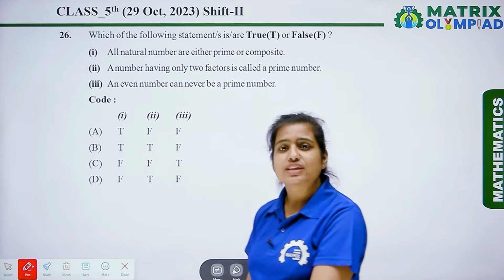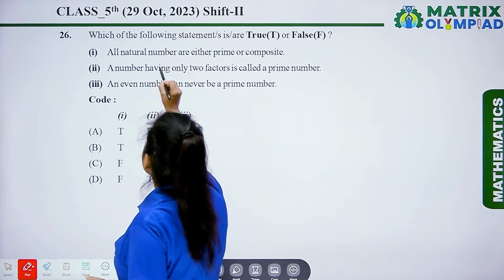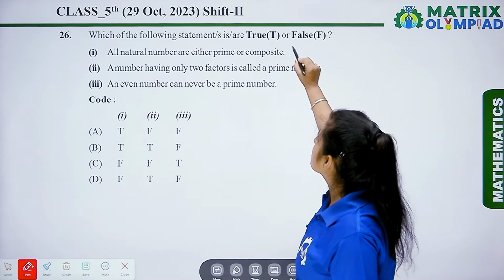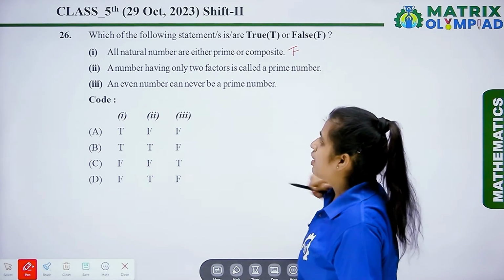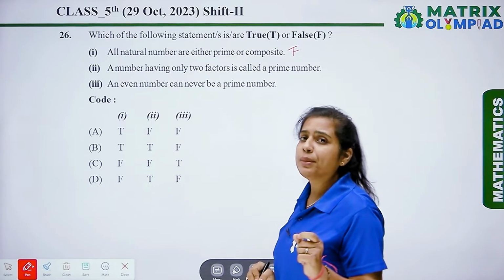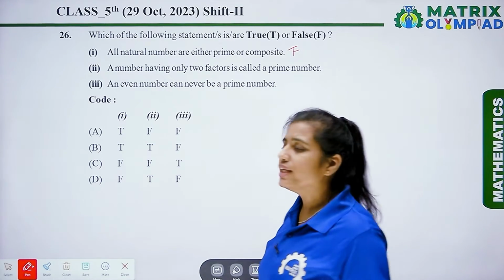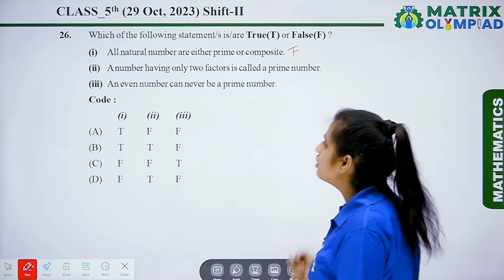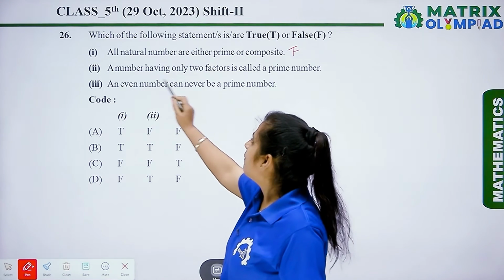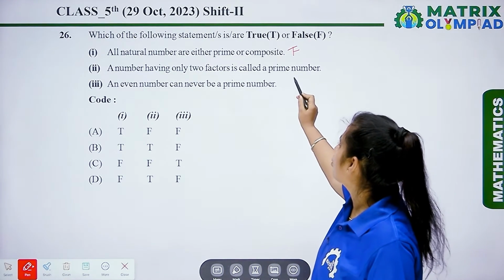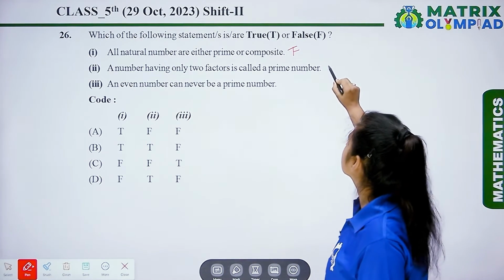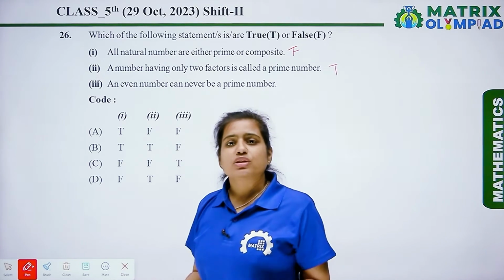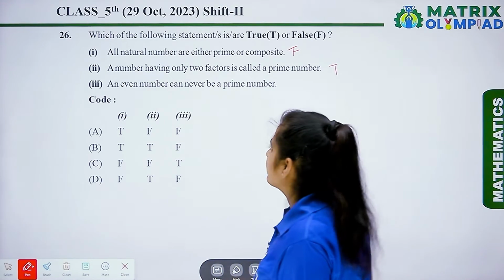Let's start with the first statement. All natural numbers are either prime or composite. So this statement is false because natural numbers start from 1, and 1 is neither a prime number nor a composite number. So this statement is false. Next is, a number having only 2 factors is called a prime number. Yes, this statement is true because prime numbers are those numbers which have only 2 factors.